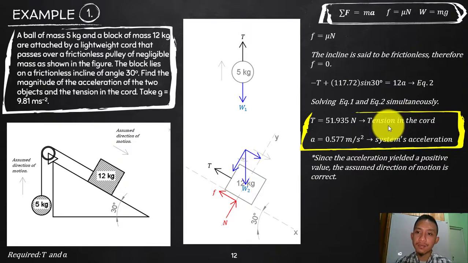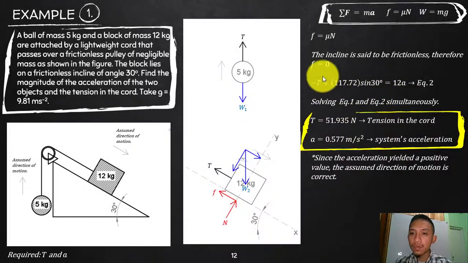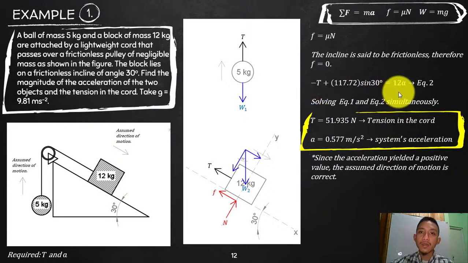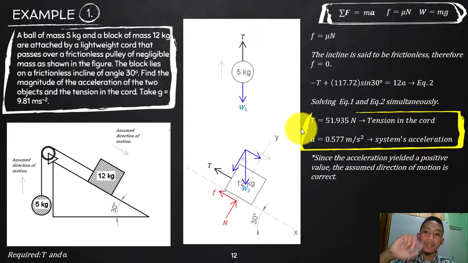So that is now algebra, guys. I will not be showing you that one. You have equation 1, which is T and a. You have another equation, which is T and a. So two equations, two unknowns, algebra, solve simultaneously. You will end up with a tension, which is positive 51.935 newtons, and an acceleration of 0.577, and of course, since the unit of acceleration of gravity is meter per second square, that will be in meter per second square.